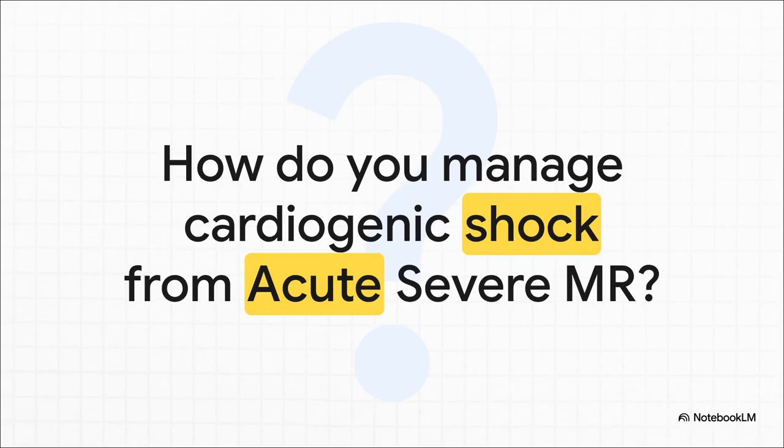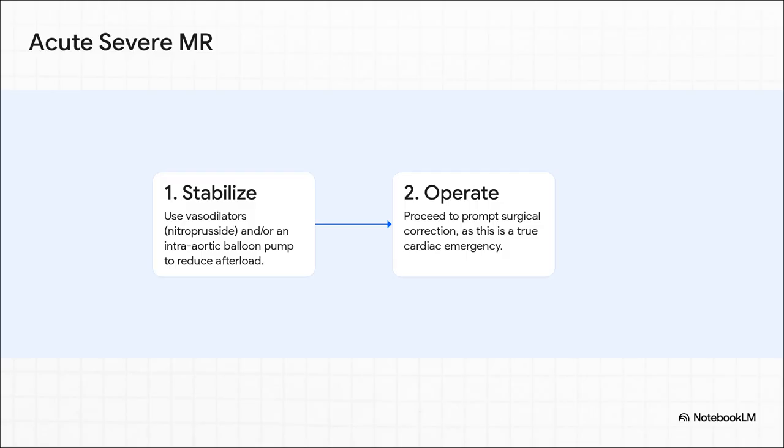So let's start with the most dramatic situation you can imagine. Your patient comes in gasping for air, hypotensive, in full-blown cardiogenic shock from, say, an acute chordal rupture. This is a true cardiac emergency, and you need to act fast to get them stable enough for the definitive fix. The strategy here is really twofold.